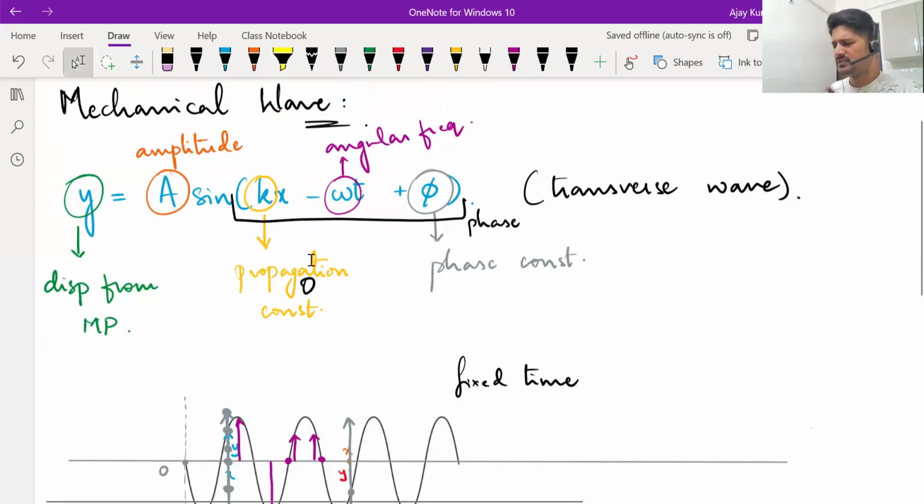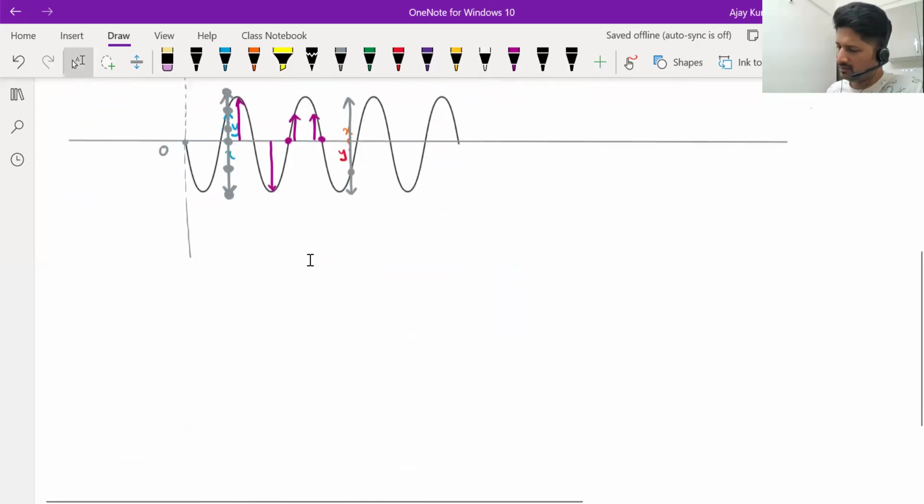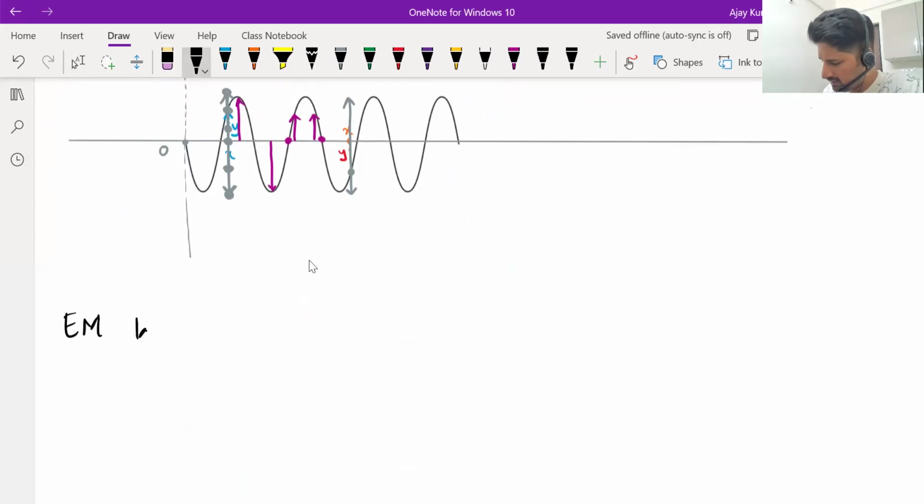Okay, so this is the general equation of a sinusoidal mechanical wave, where the wave is propagating along the x-axis and the disturbance is in the y direction. Okay, now we are talking about electromagnetic waves. As the name suggests, these are waves of electric field and magnetic field.